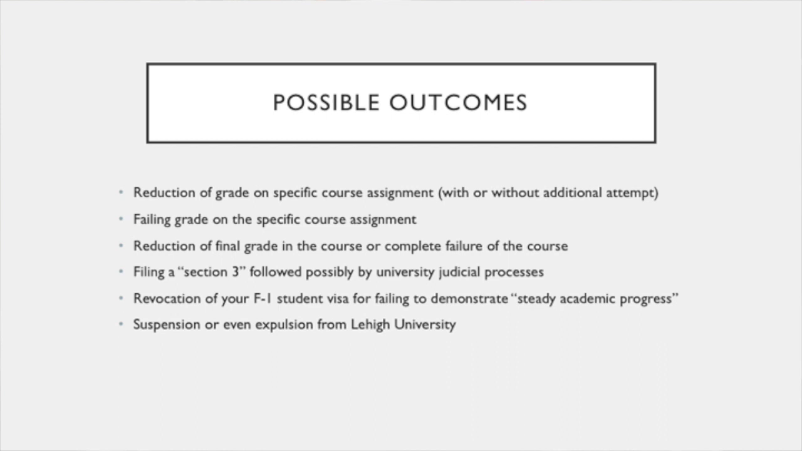Most seriously for international students who are here on a student visa, one possible outcome could be that your F1 student visa and I-20 could be revoked or taken away because you have failed to demonstrate steady academic progress outlined in the conditions from the Office of International Student Services, the conditions of your I-20. And then finally, one possible outcome could mean that you are suspended from the university or even expelled entirely from Lehigh University for committing acts of academic dishonesty that are antithetical to the values and principles of the university. So you can see that these are very serious issues, or they can be very serious issues for all students if they engage in violations of academic integrity.